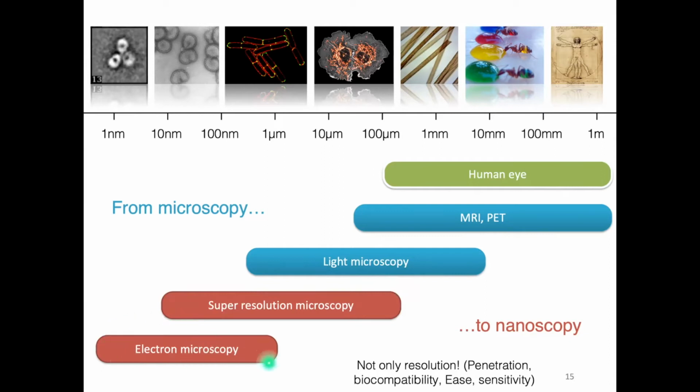And then, of course, there's also electron microscopy, which is for the very smallest things, but is not useful for looking at live cells. Cryo-electron microscopy is done at cryogenic temperatures, so you cannot have living structures or beings at those resolutions.